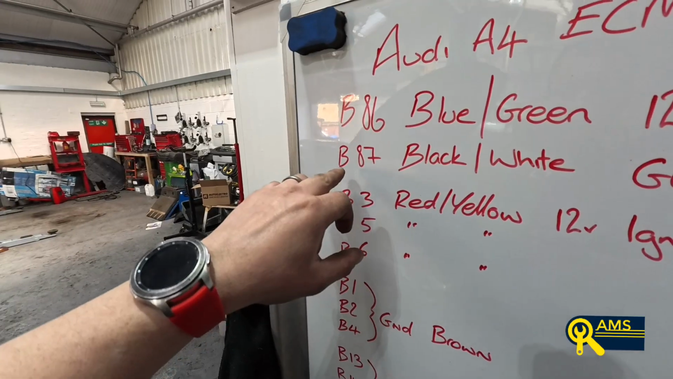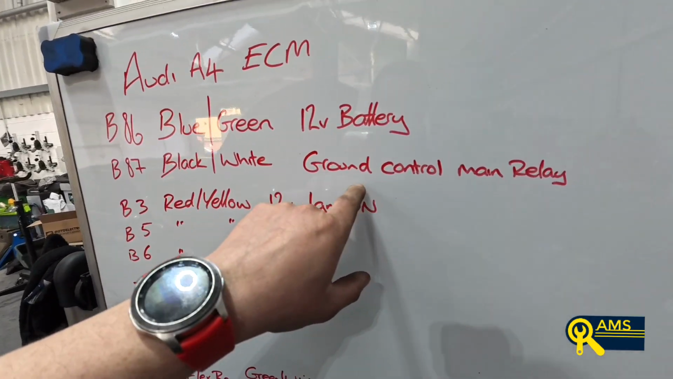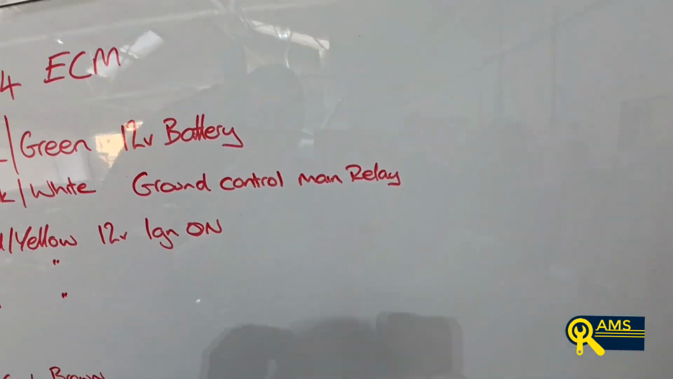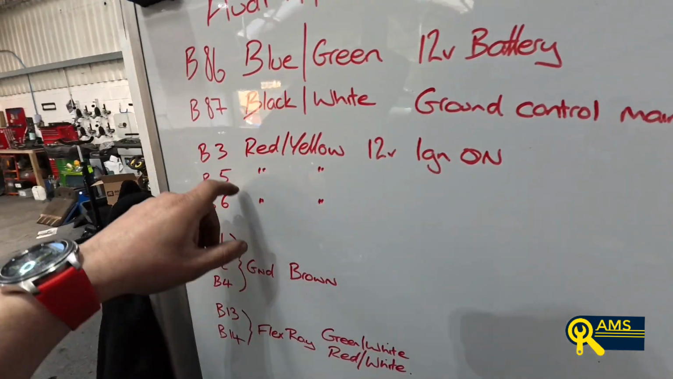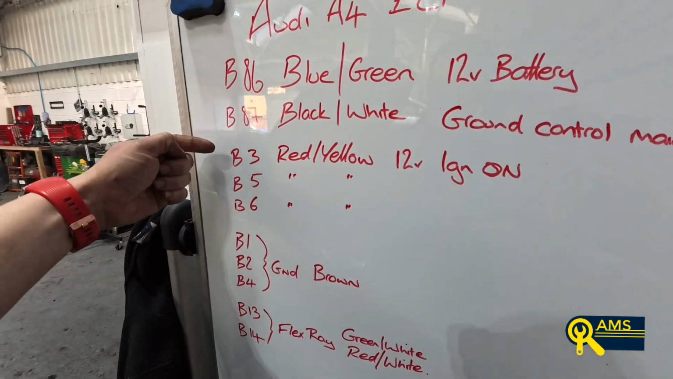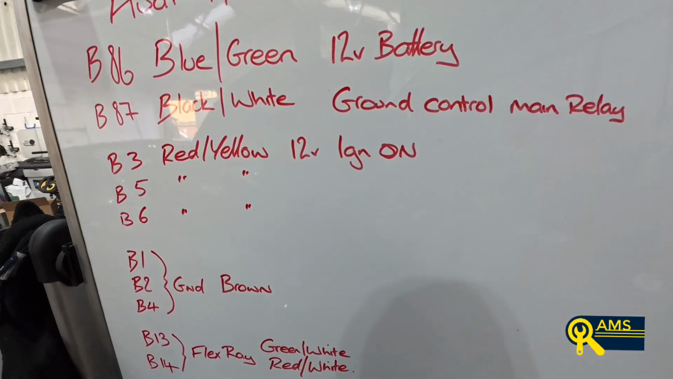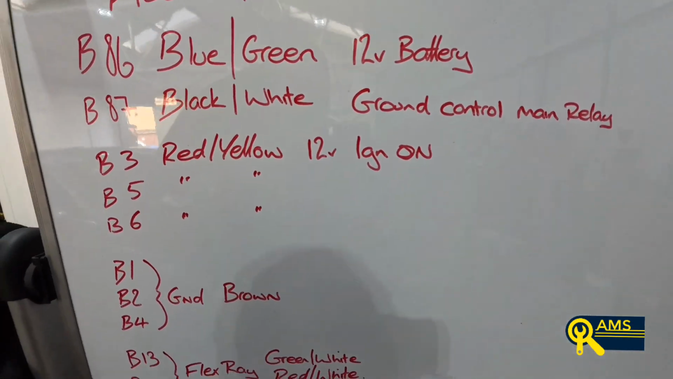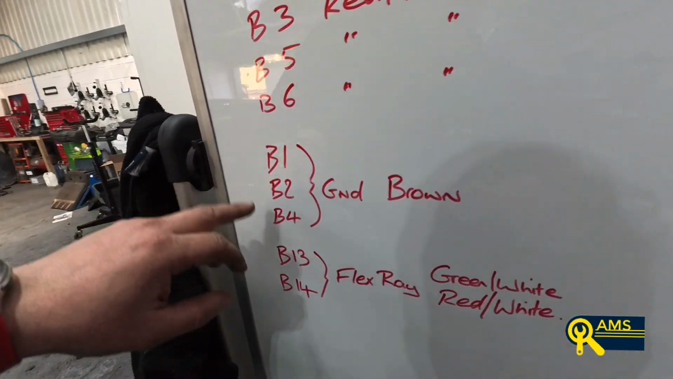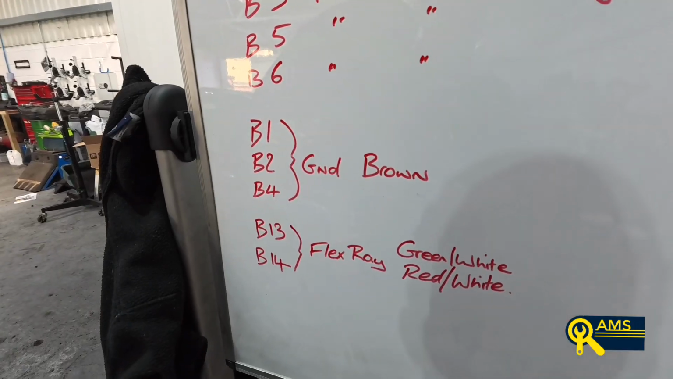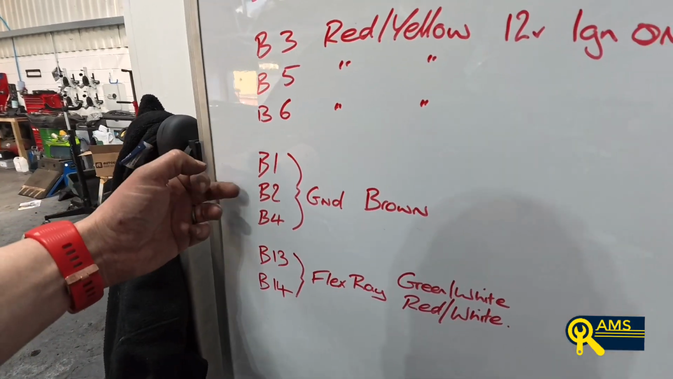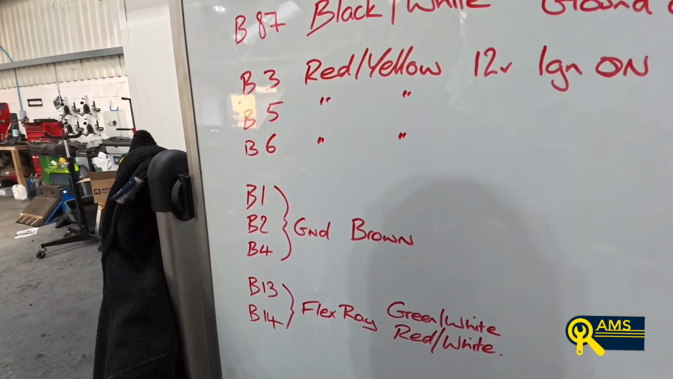Pin 87, which is next to it, a black and white wire, is the ground control that energizes the main relay. We've got 3 red and yellow wires on B3, 5 and 6. They should go 12 volts off the main relay once the ignition is switched on. B1, 2 and 4, which are all brown wires, are ground wires and they're grounded all the time.